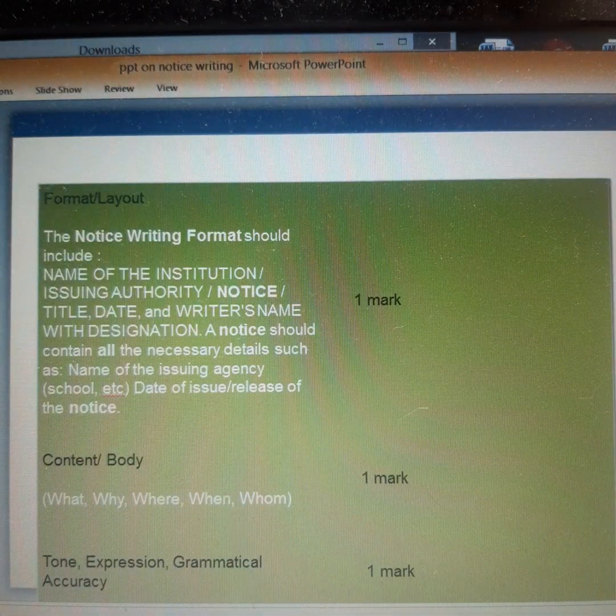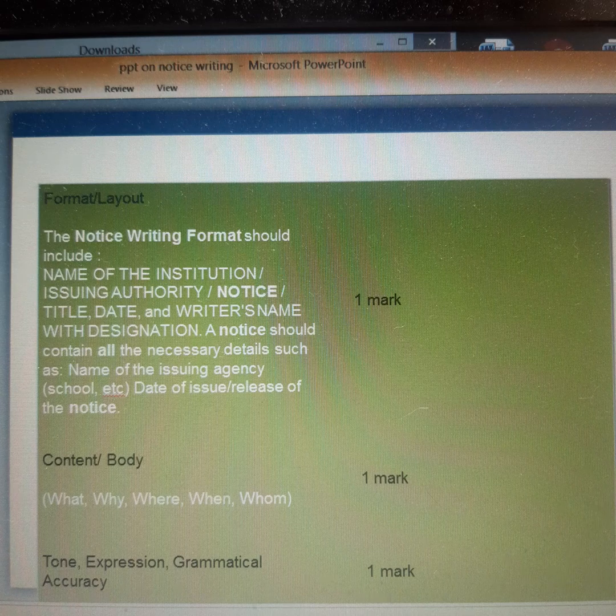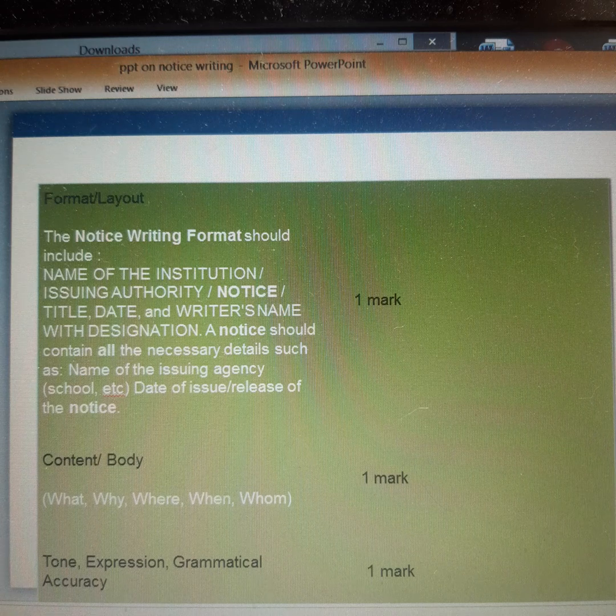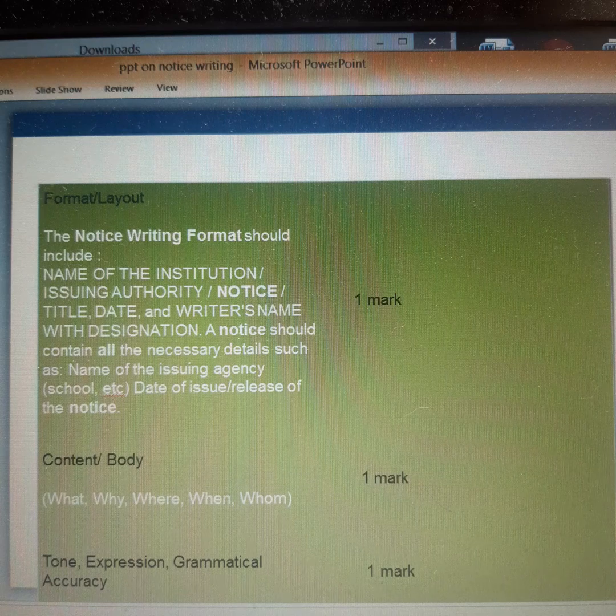The question on notice writing is for 3 marks. Now, how are these 3 marks divided? Let us pay attention to this slide. Children, 1 mark is allotted to the format or the layout. And when I say format, I include the following points under it.